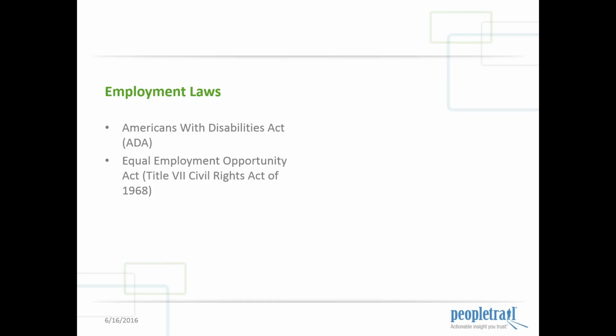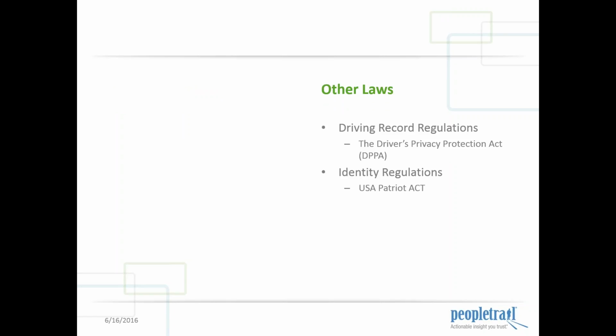There's the Equal Opportunity Act. Some people refer to that as the Civil Rights Act of 1968. So there's discrimination, things like that when you're hiring, on background screening, all of that kind of stuff comes into play. There are some other laws too that affect background screening. There's driving record regulations, which is the DPPA. There's identity regulations, the USA Patriot Act.